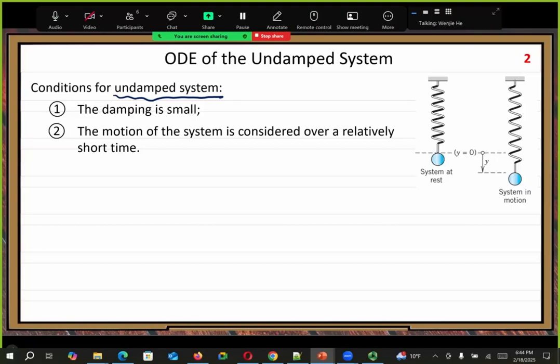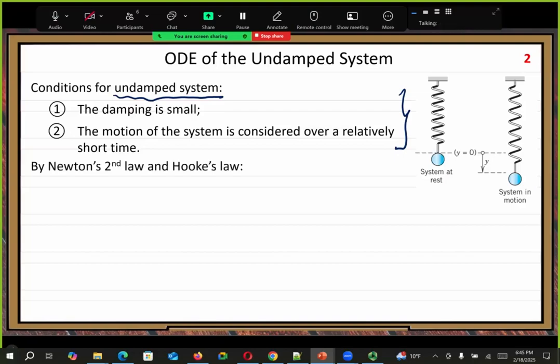Otherwise, think about that you may have many other factors, right? The air, a lot of things that may cause problems. But under these two conditions, we get an approximate undamped system. So we do approximation here. If these two conditions are not satisfied, then our approximation is not good. So here we make this assumption.